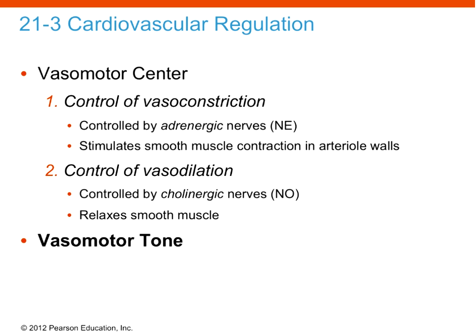So, vasomotor centers, and also still under neural, we have the control of vasoconstriction, which is controlled by adrenergic nerves such as norepinephrine. That's going to stimulate the smooth muscles found in the walls of those blood vessels to contract in their arterial walls. Vasodilation is controlled by cholinergic nerves, like nitric oxide in particular, and that's going to relax that smooth muscle. The vasomotor tone is just the relative resting constriction and relaxation, that tone that's established in your blood vessels.